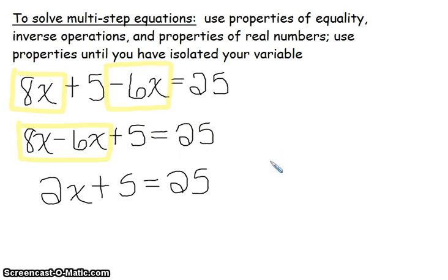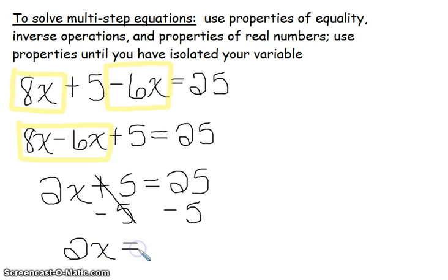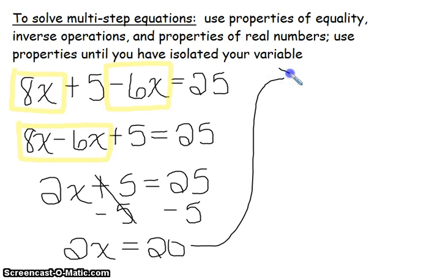Now you're down to a two-step equation, just like we had in the previous video. So the inverse operation of adding 5 would be to subtract 5, and since we are moving this over to the other side of the equal sign, you have to make sure that you subtract 5 from 25, which gives us 2x, because this is 0, equals 20. I'm going to rewrite my problem up here, 2x equals 20.